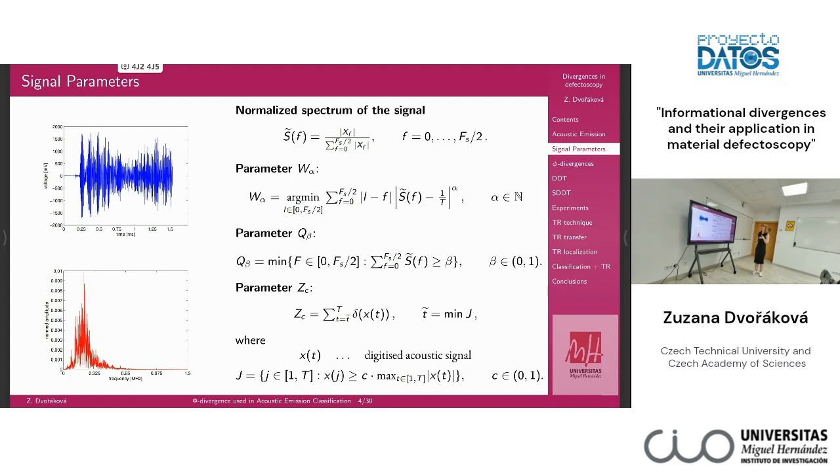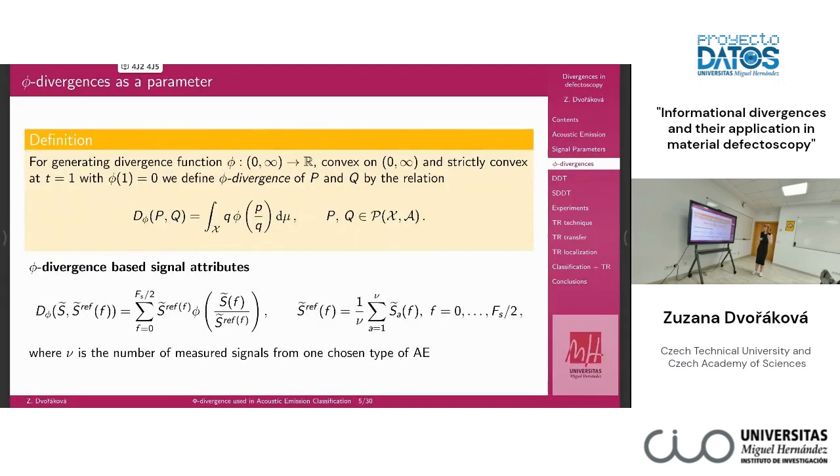In my research, there exist many standard signal parameters, but these standard parameters don't work very well in many applications. We will see later. But what I would like to present to you is how to use phi divergence as a parameter. Here is the short definition. What is the phi divergence?